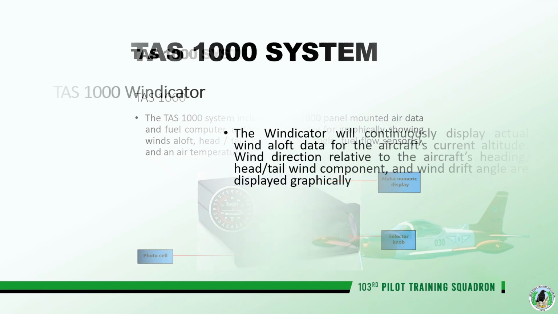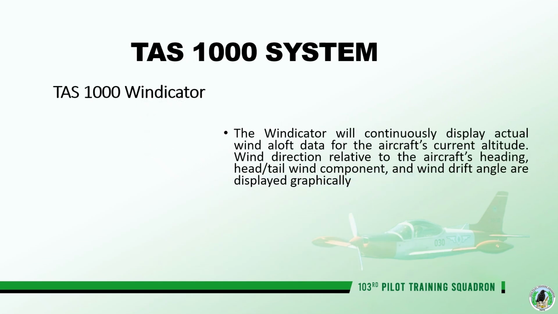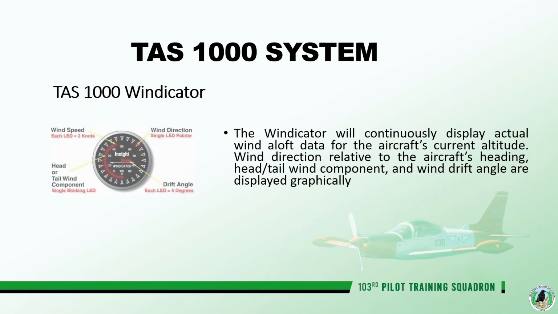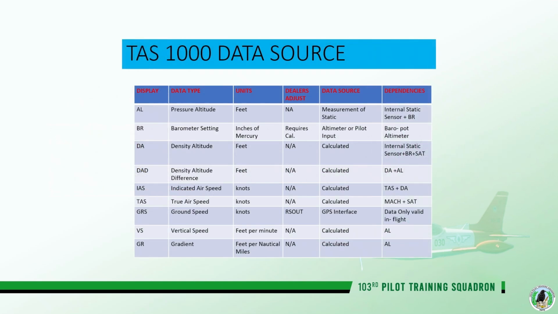Wind indicator display. The wind indicator graphically displays winds aloft, head, tail wind, and drift angle. The wind indicator continuously displays actual wind aloft data for the aircraft's current altitude, including wind direction, head, tail wind component, and wind drift angle. The TAS 1000 system provides a comprehensive array of data, as seen in this table.